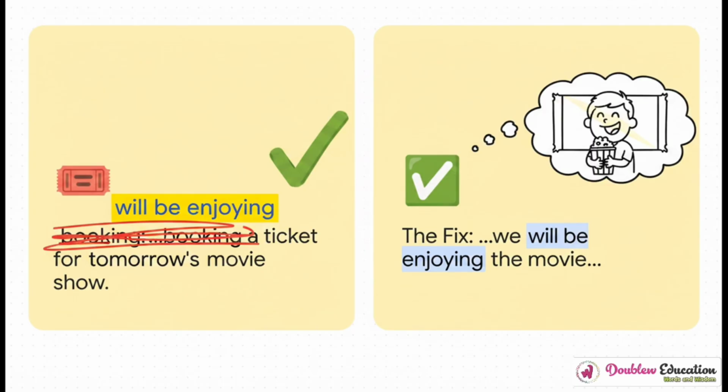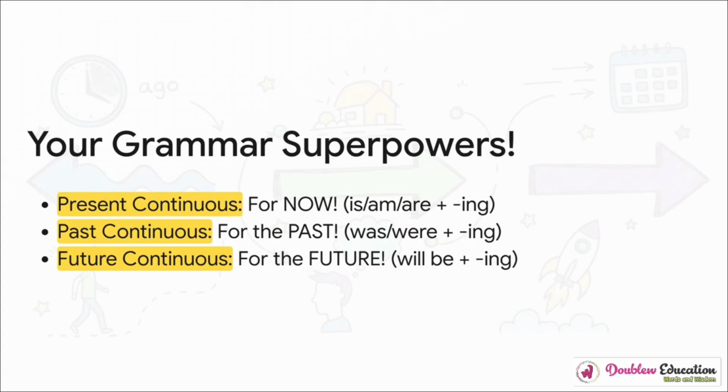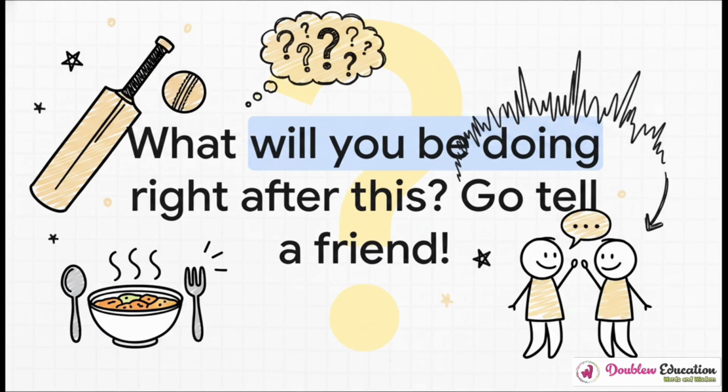You've solved it. And there you have it. You have just unlocked 3 amazing grammar superpowers. You now know exactly how to talk about things happening right now, things that were happening in the past, and things that will be happening in the future. That's absolutely brilliant. Okay, so for your final mission, I have one question for you.